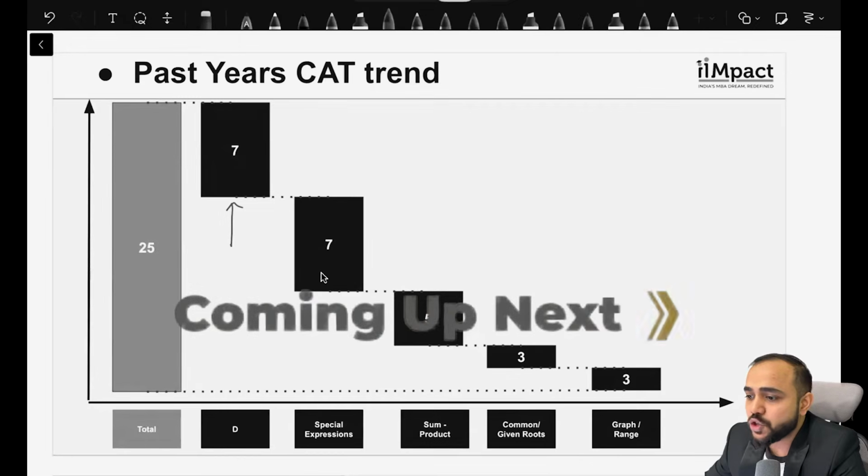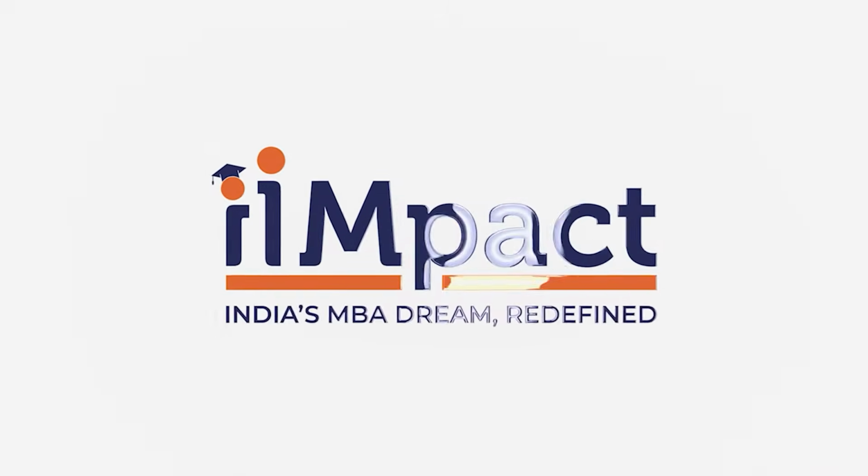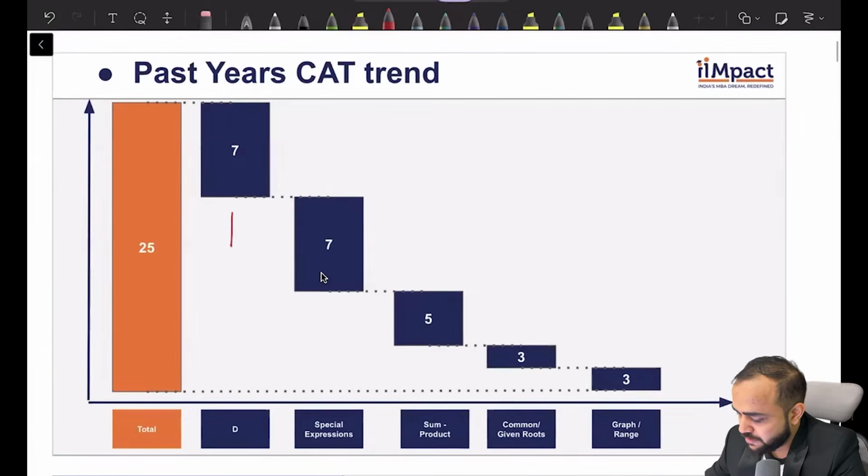So that is an average of one question every year. Let us look at this trend of the pure polynomial questions, and even within that, of the pure 25 quadratic questions that were asked in the last 7 years, seven were related to discriminant. Seven were related to special expressions, and within special expressions, we have three more categories. Those we will discuss.